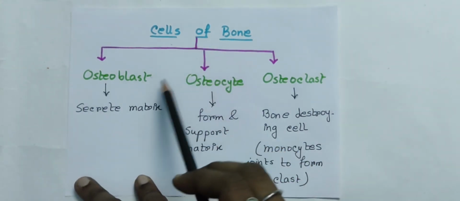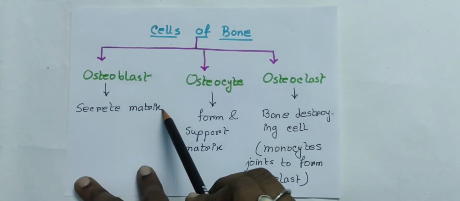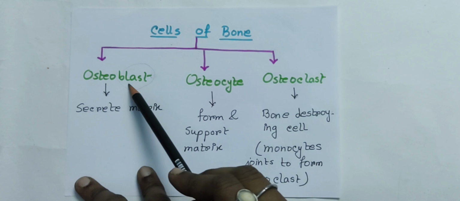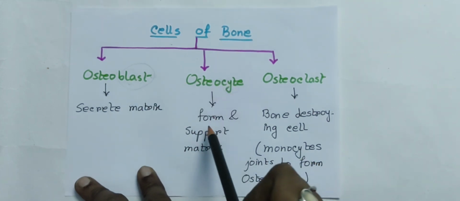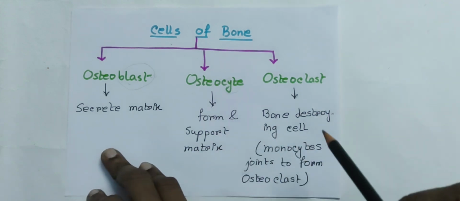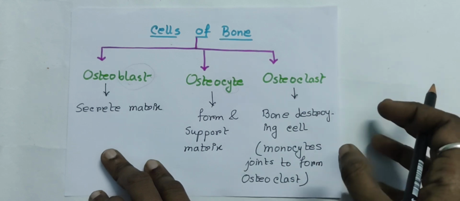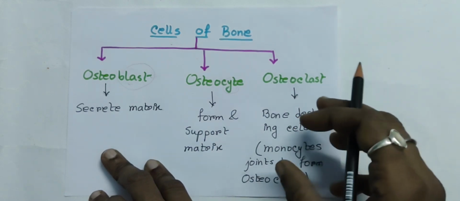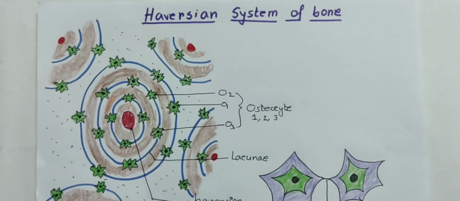Cells of the bones are divided into three: osteoblasts secrete matrix. I have already said that the term blast is related to an immature cell, and cyte is related to a mature cell. Osteocytes, they maintain the bones and give support. Osteoclasts are the bone destroying cells. Generally monocytes gather to form the osteoclast. So these are the different cells of bone.